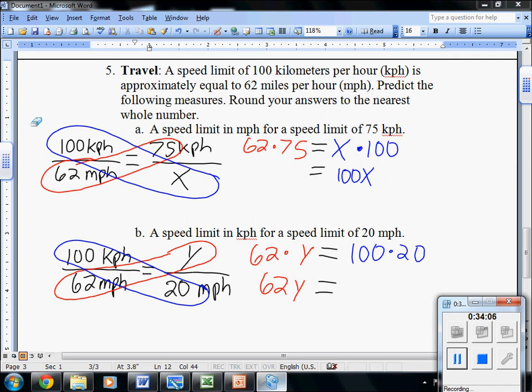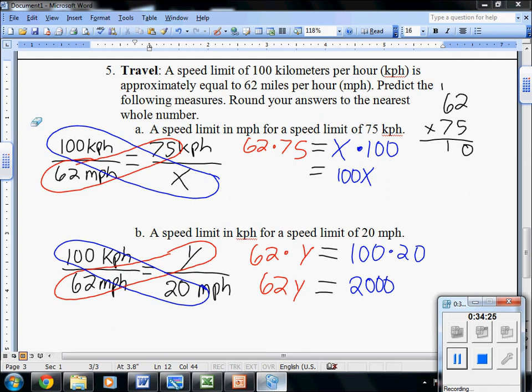100 times 20. Well, we know 1 times 2 is 2. We've got 3 zeros total, so we're going to have a 2 with 3 zeros behind it. And so that's going to give us 2,000. Up here, 62 times 75. Let's bust out some long multiplication real fast to figure that out.